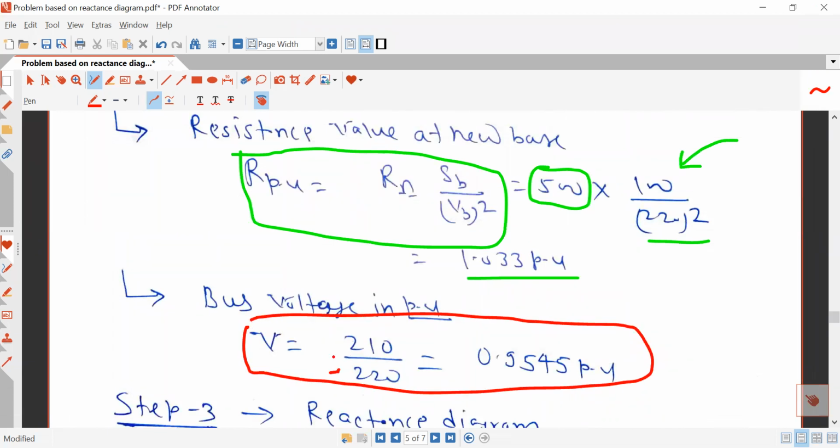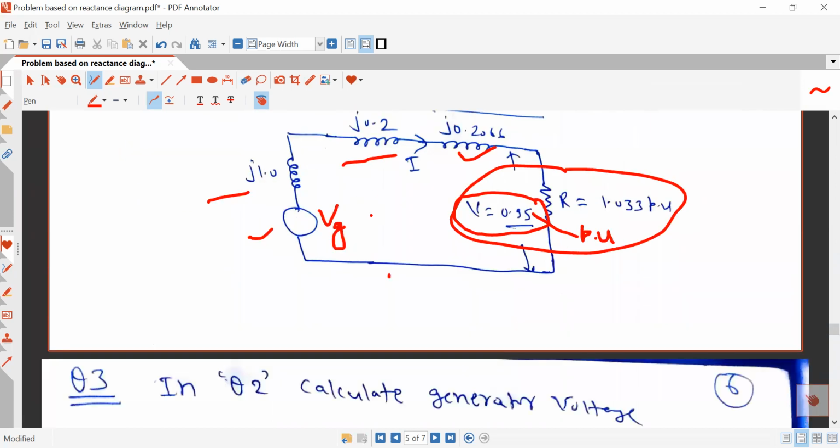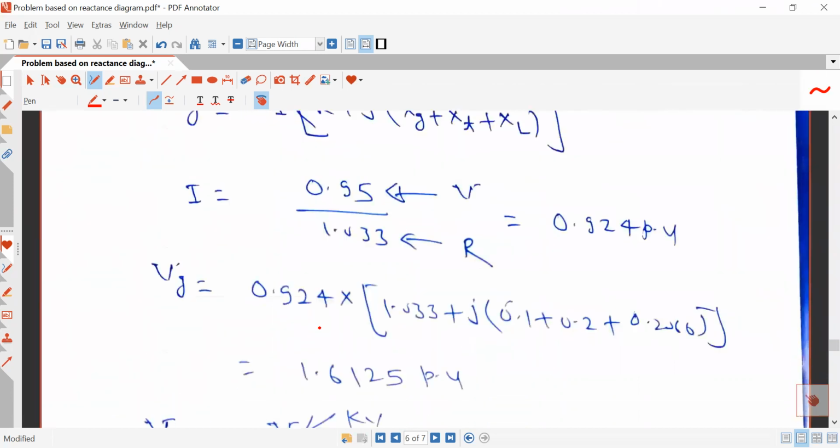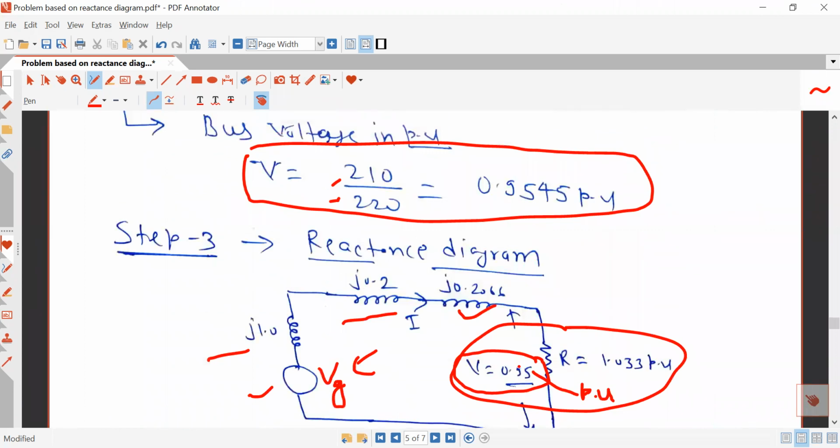Actual value divided by base value. So you can indicate the bus voltage at this point also. In this way you can draw the reactance diagram. And after this reactance diagram, you can also calculate the generated voltage. This PDF is already uploaded on LMS, so you can go through this PDF, and in the PDF file the generated voltage is also calculated. Or you can download that PDF from LMS.